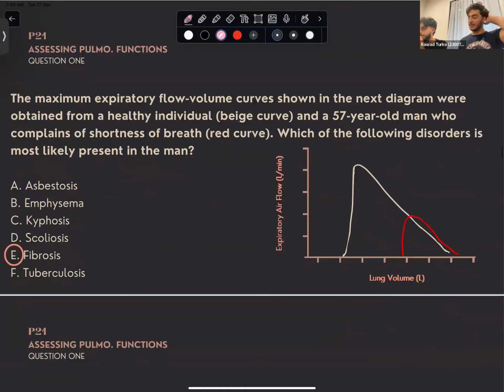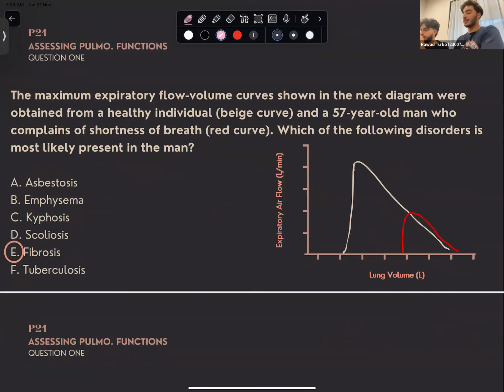So this is obviously fibrosis. Fibrosis does the opposite of whatever emphysema does. Emphysema makes it harder to exhale. Fibrosis makes it easier to exhale, harder to inhale. If it's harder to inhale, you can't inhale all the way up, which means your TLC is going to stay decreased. Your residual volume is also going to decrease a little bit because it's easier to exhale. Whatever residual volume you have normally, it would be a little bit less than that in a fibrotic or restrictive disease.